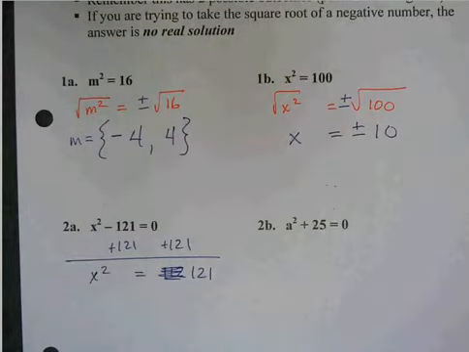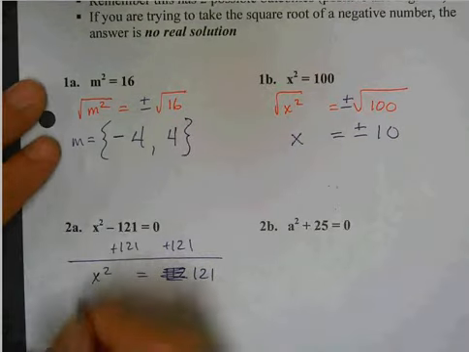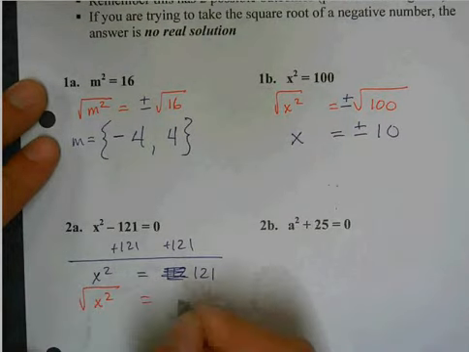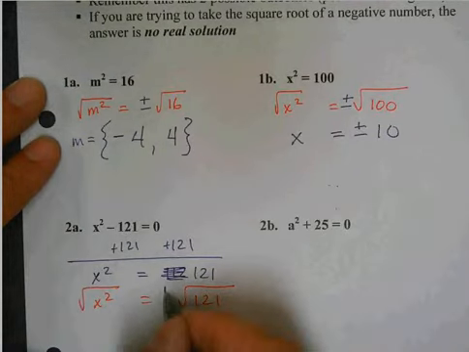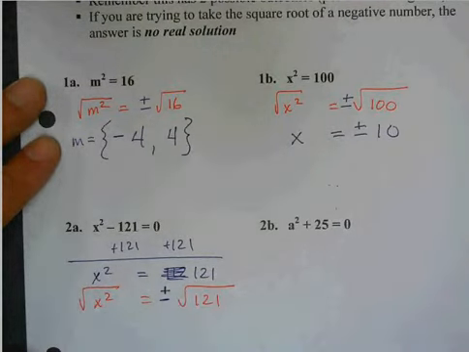Is the x squared isolated? You bet it is. So now you can take your square root of both sides. So go ahead and take your square root of both sides. Square root of x squared, square root of 121. When you take the square root of both sides, don't forget about that plus or minus.